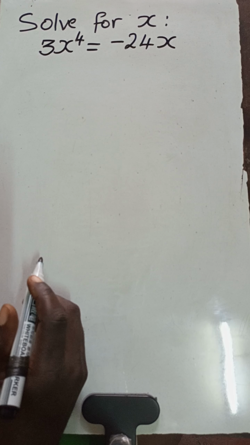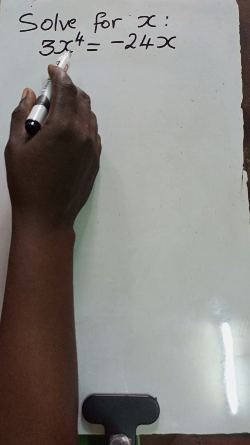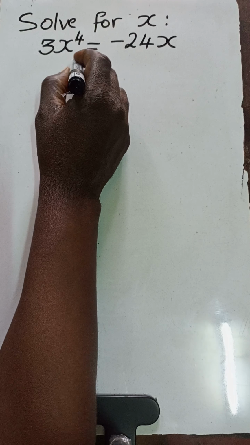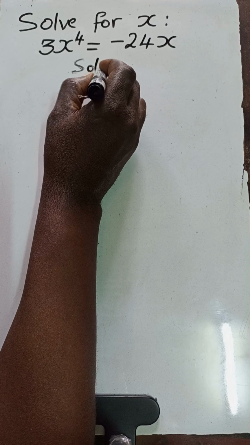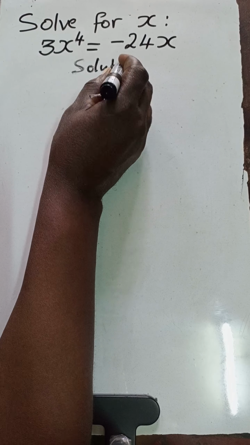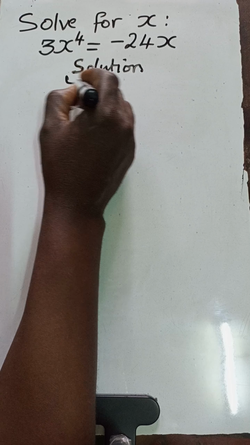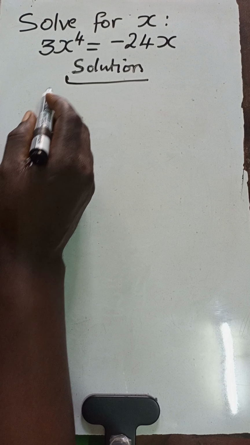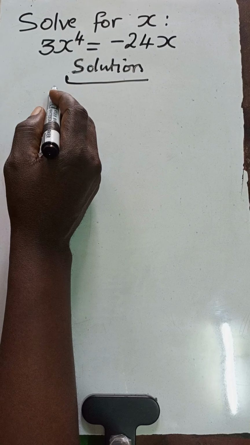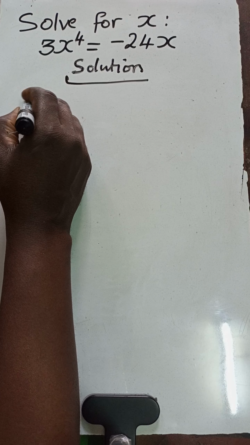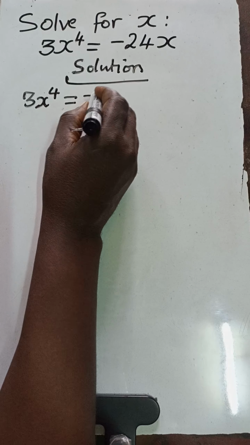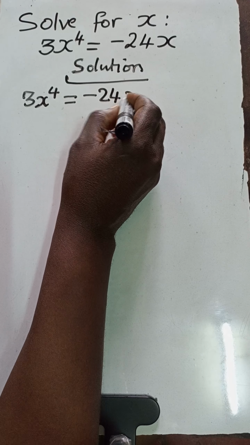Solve for x. The quartic equation 3x to the power 4 is equal to negative 24x. Okay, so we are going to look at the solution, and most especially we want to point out wrong methods that can lead to wrong solutions. Now, there is a wrong approach to this, wherein someone trying to solve for this equation does the following errors.